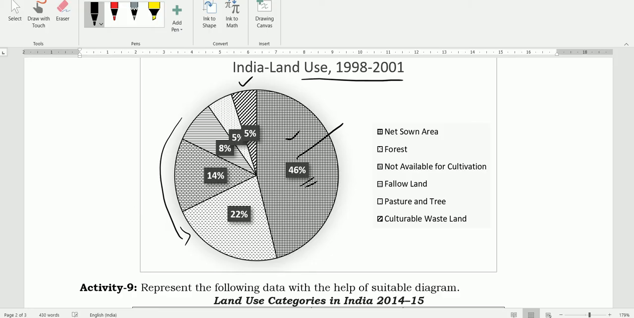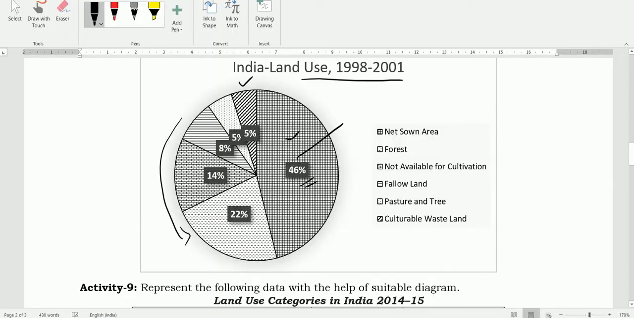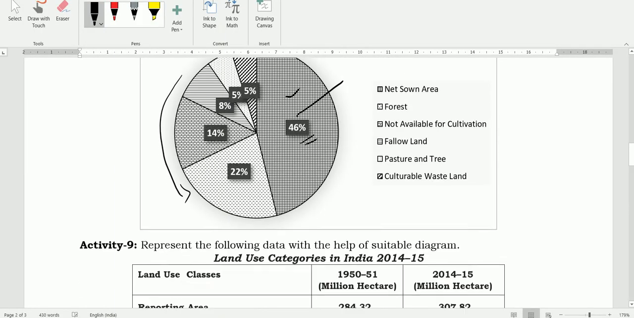Any question from your side? I think you may find it very easy also. You might have practiced earlier. Then we have another activity.